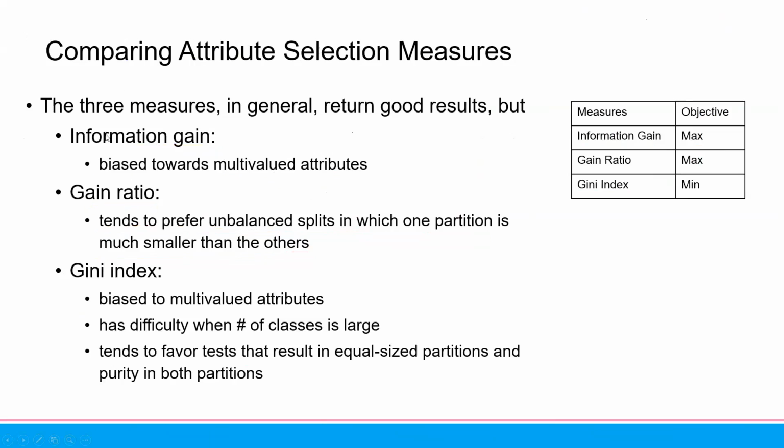How about the Gini index? The Gini index also creates 2 splits, left and right, and it is also biased to the multi-valued attributes. And it has difficulties when the number of classes is large. Now we have only very small classes, yes, no, so only 2 classes.